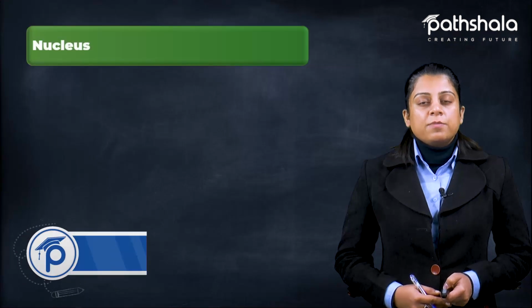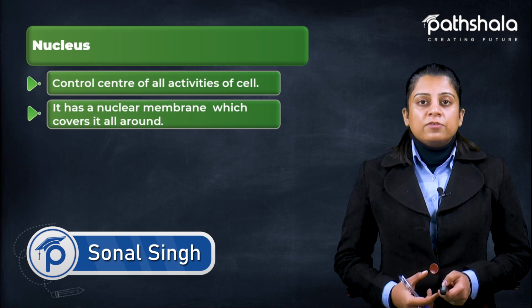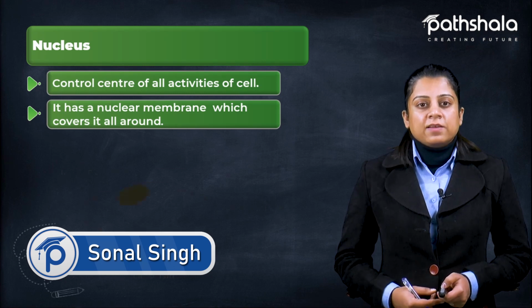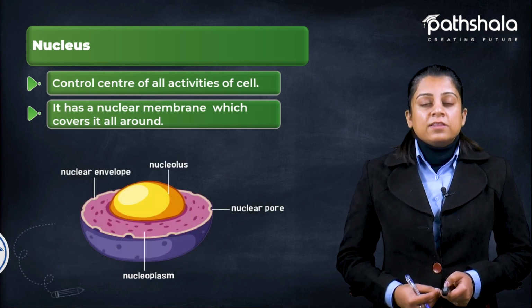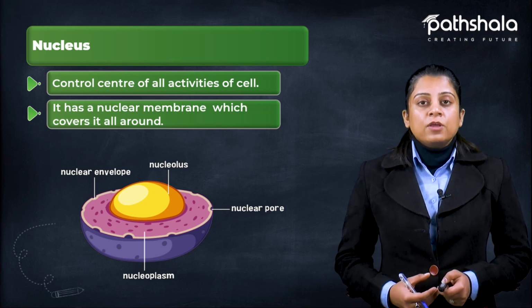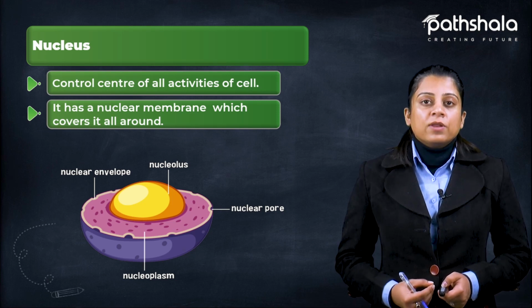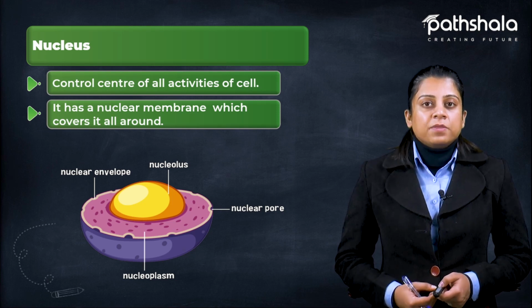Further, let us study about the nucleus. So, the nucleus is a large centrally located structure that is present in the cell. The nucleus is basically the control center of the cell because it controls the working of the cell, and that's why the nucleus is also known as the brain of the cell.